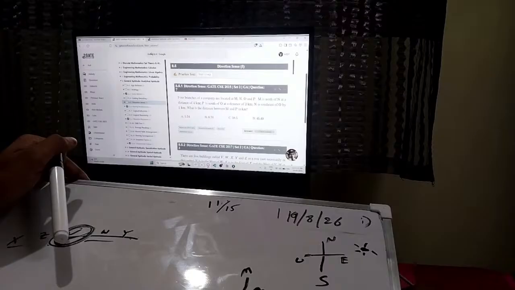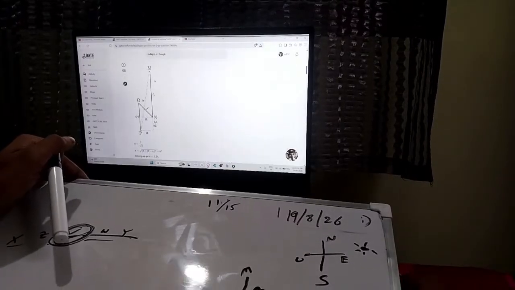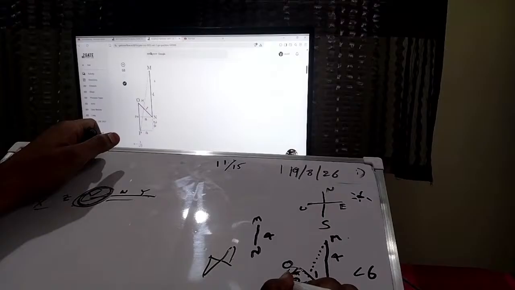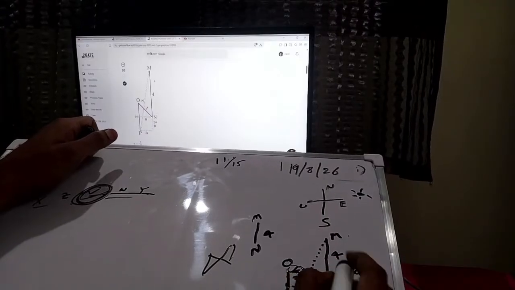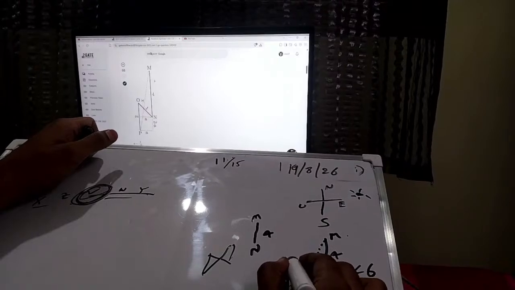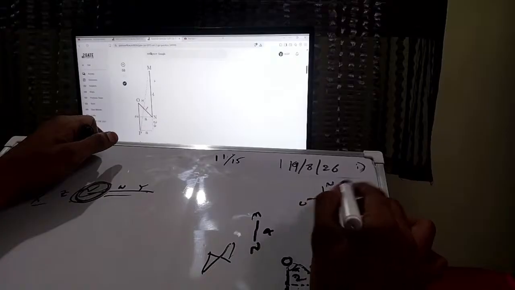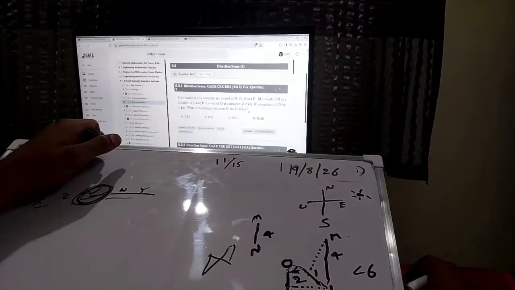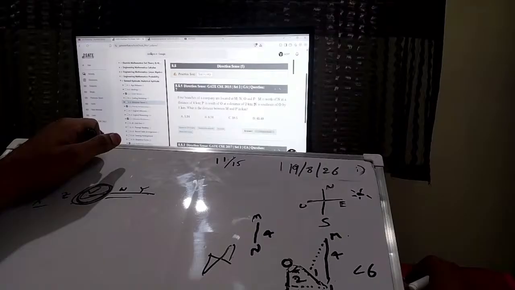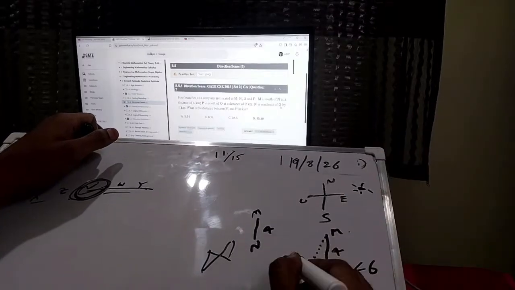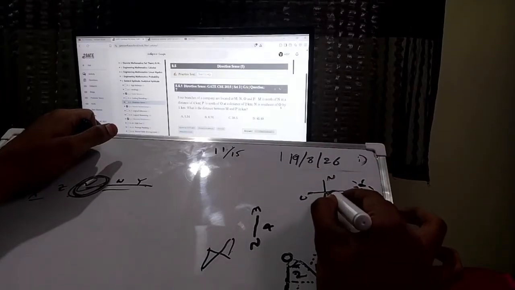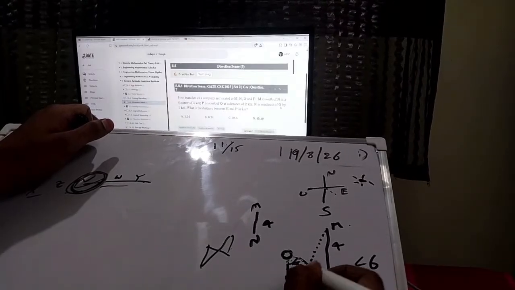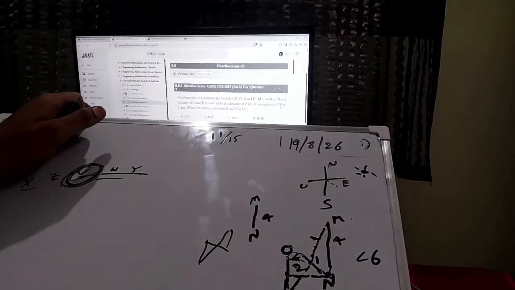For the first option, if we draw a line here, and take O as the center, then what is the question? N is to the southeast of O. If we take O as center, southeast means exactly 45 degrees, so here it is N. We have to find this, it is X. Let me change to another color.